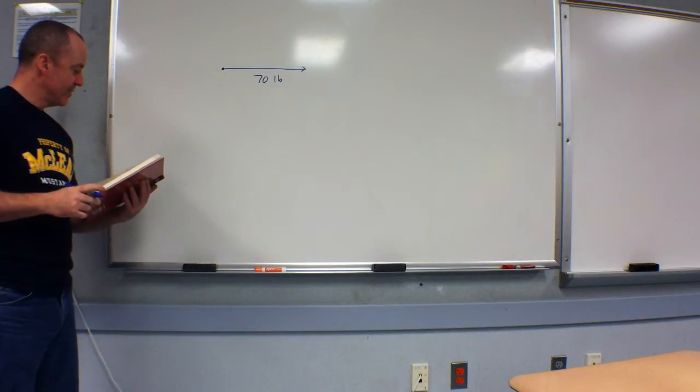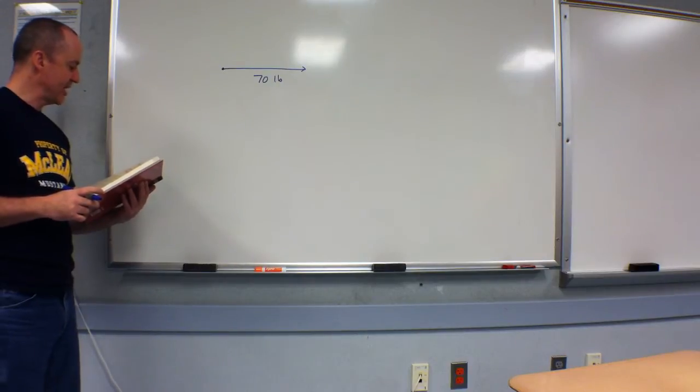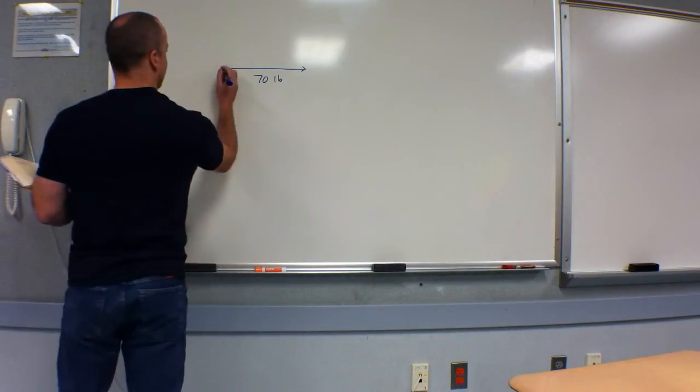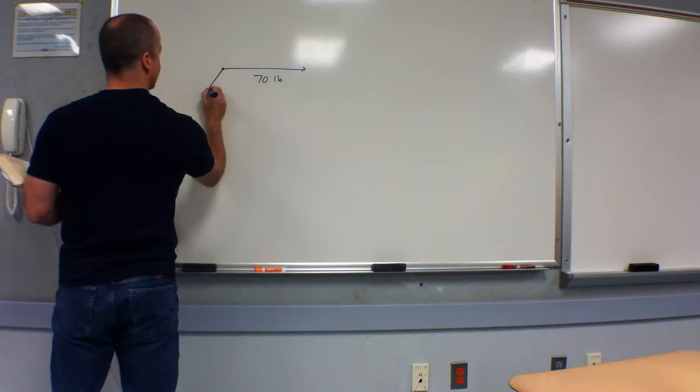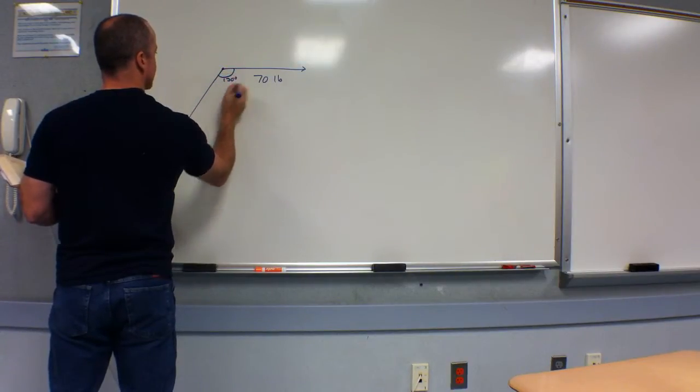The 115-pound force is applied below the x-axis at a 120-degree angle with the 70-pound force. So what they're telling you is that the 115-pound force makes that angle, goes like that.